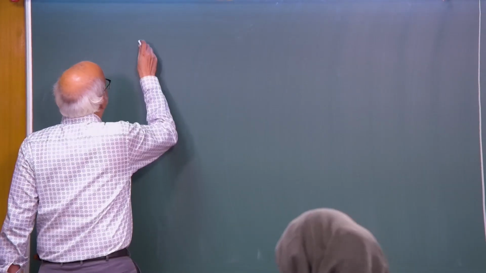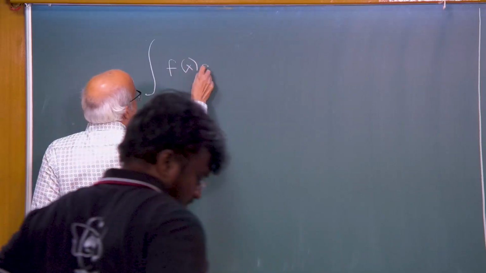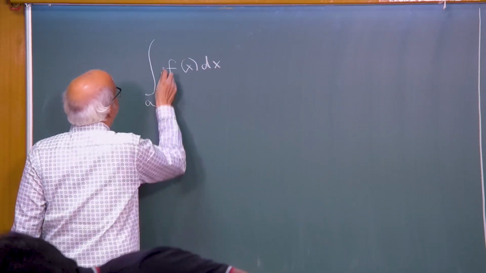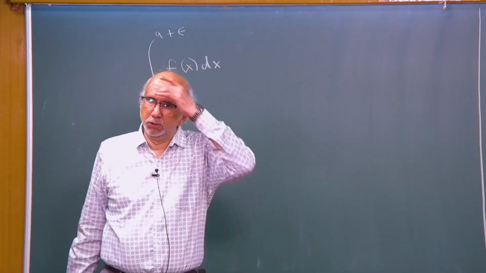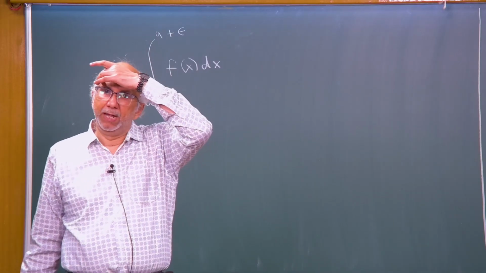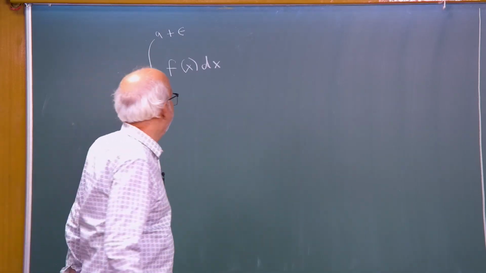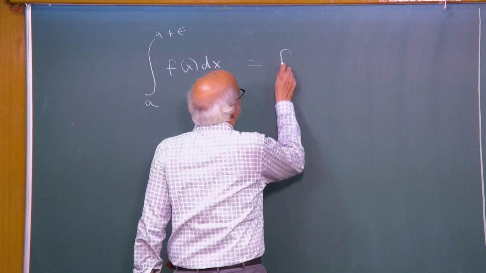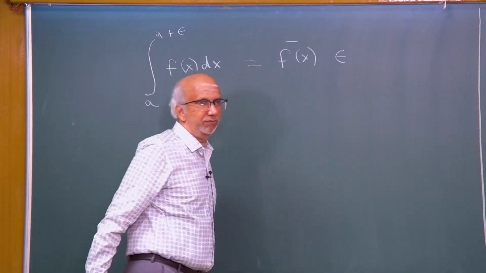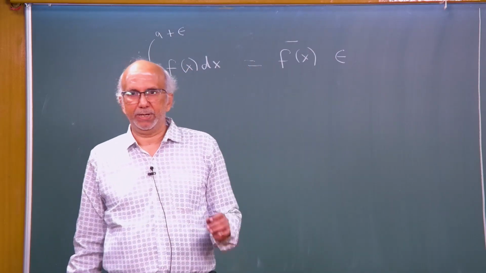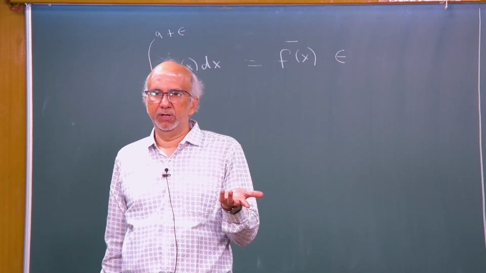What I want to talk about a little bit is, supposing you have an integral of f of x dx from, let us say, a to a plus epsilon. This is a one dimensional integral, and because this interval of integration is very small, I can write it as the average value of f of x multiplied by epsilon, the length of the interval.